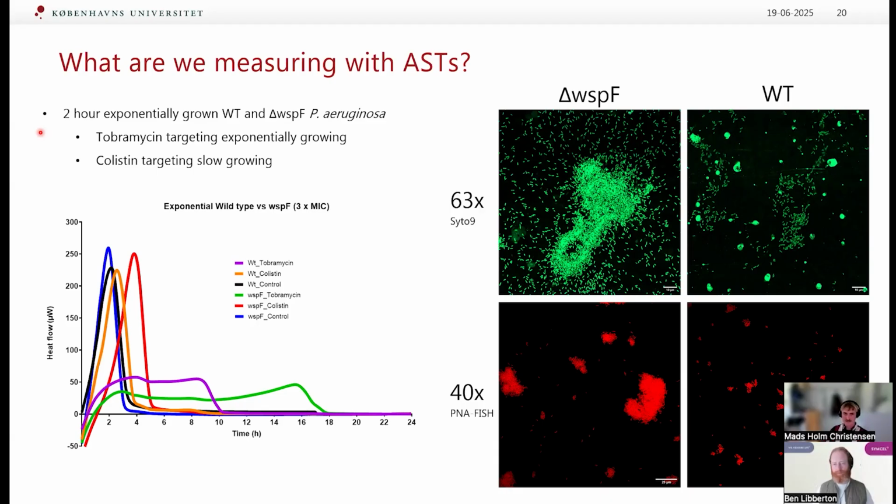And the reasoning for doing it this way with only 2 hours of regrowing the cultures to an exponential phase was just to show that the growth phase is maybe in some cases also very relevant to the choice of antibiotic and not just if it's a biofilm or not.